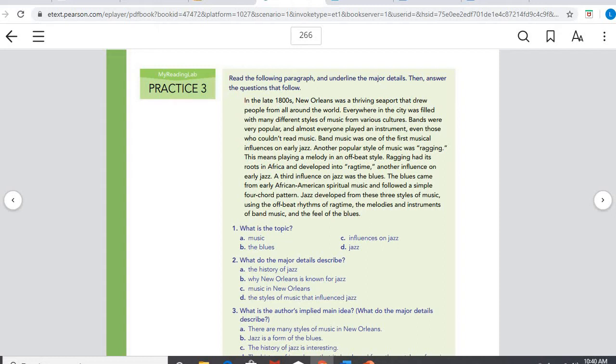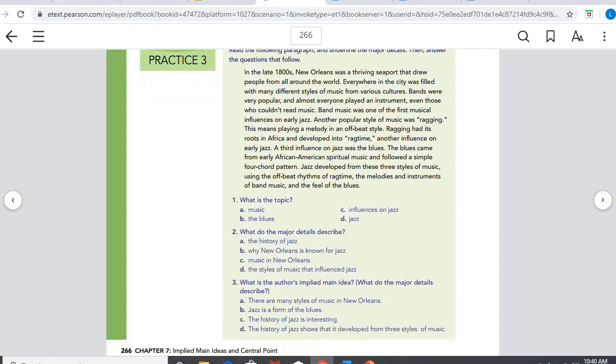A third influence on jazz was the blues. The blues came from early African American spiritual music and followed a simple 4-chord pattern. Jazz developed from these 3 styles of music, using the offbeat rhythms of ragtime, the melodies and instruments of band music, and the feel of the blues.